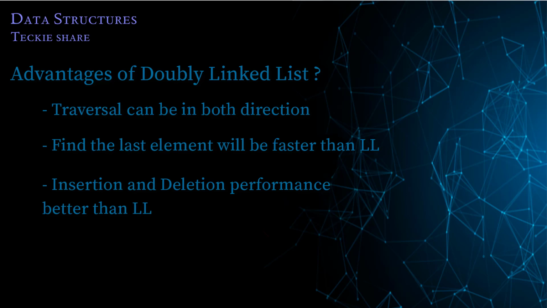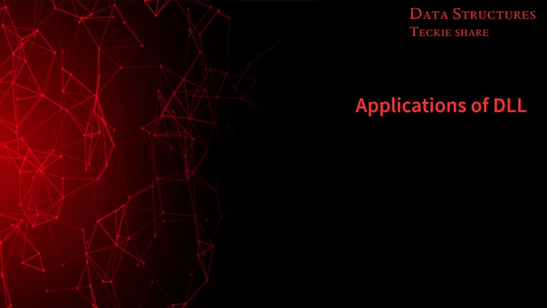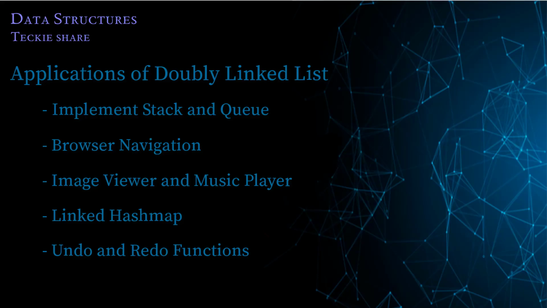Let's understand the applications of a doubly linked list. The doubly linked list is also used for implementing stack and queue. It is also used for browser navigation, and it is used in image viewers and music players. It is also used in undo and redo functionality and so on. So far we have discussed what a doubly linked list is and what its applications are. It has a lot of features, right?